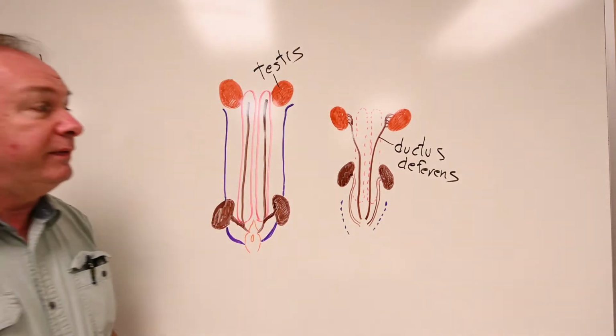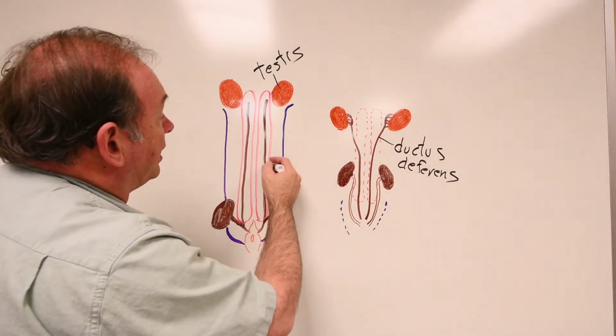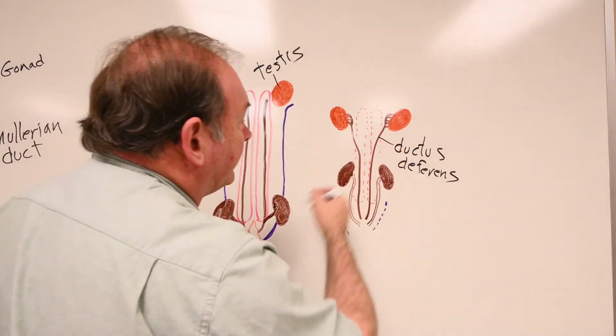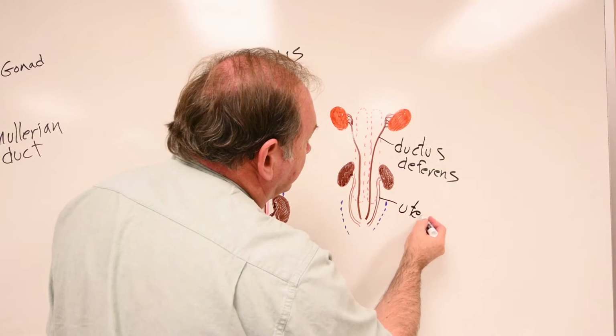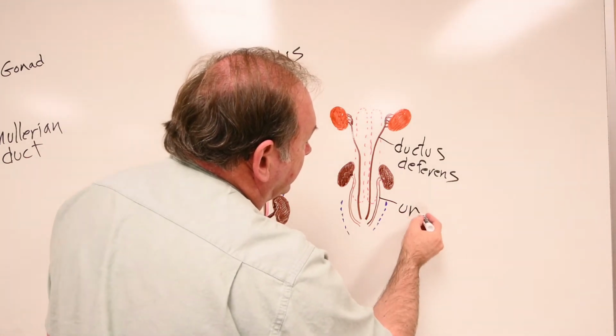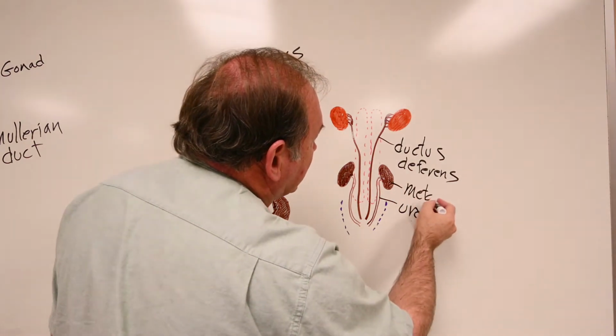Sometimes called the vas deferens, but anyway, that's what becomes of the mesonephric duct. That is the same thing. It's the mesonephric duct. We still have a ureter or metanephric duct here. Ureter, I can't spell. Ureter, metanephric kidney.